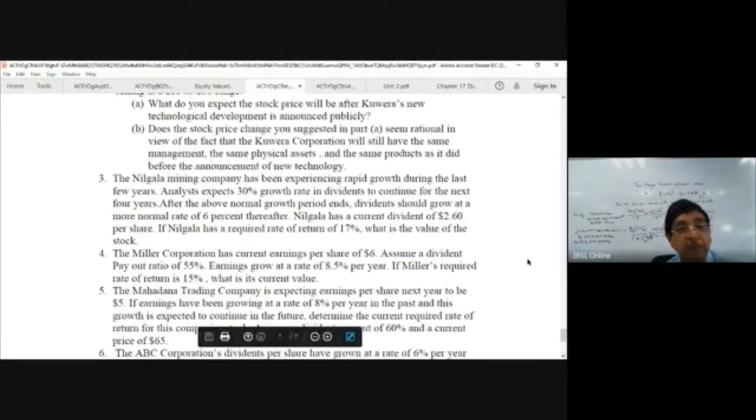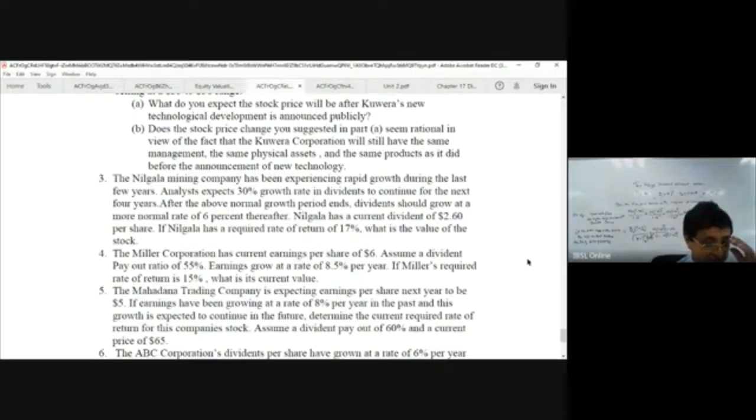The Nilgala Mining Company has been experiencing rapid growth during the last 5 years. Analyst expects 30% growth rate in dividends to continue for the next 4 years. After the above normal growth period ends, dividends should grow at a more normal rate of 6% thereafter. Nilgala has a current dividend of 260 per share. If Nilgala has a required rate of return of 17%, what is the value of the stock?